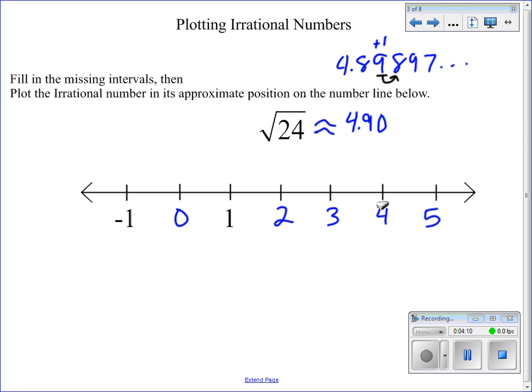So now I go to my number line. It's going to be in between 4 and 5. Since it's 4.9, I know it's going to be closer to the 5. I plot my point, and again, I put the original value, the square root of 24, above it.